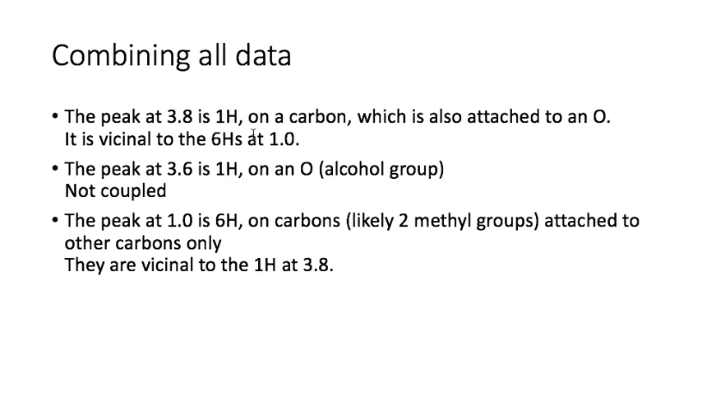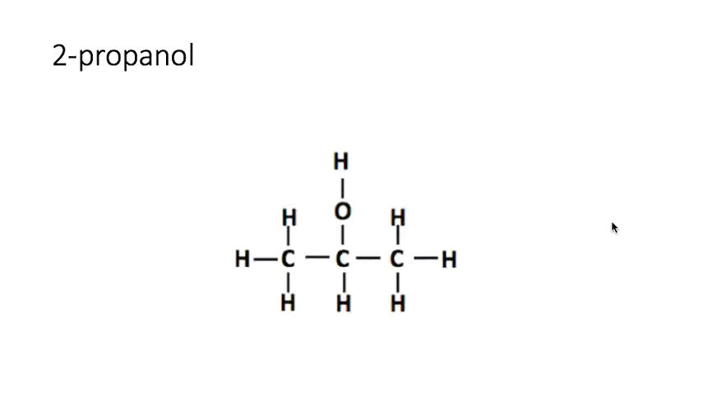So here's what we've got so far. At 3.8, we have 1 hydrogen attached to a carbon. This one also has the O on it that we were talking about earlier, and it's next door to 6 more hydrogens. The peak at 3.6 is the alcohol group. The peak at 1.0 is 6 hydrogens on carbons, again, likely 2 methyl groups, and it's vicinal to the 1. These are next to each other. So how does that all work out? Well, this structure is consistent with it. And if we knew its formula was C3H8O to start this problem, this is the only structure that is consistent with that. So let's take a quick peek at that.